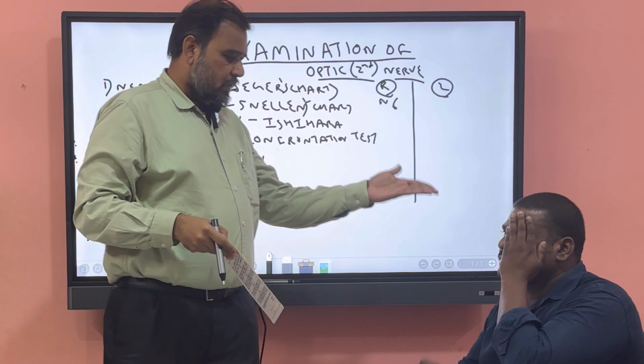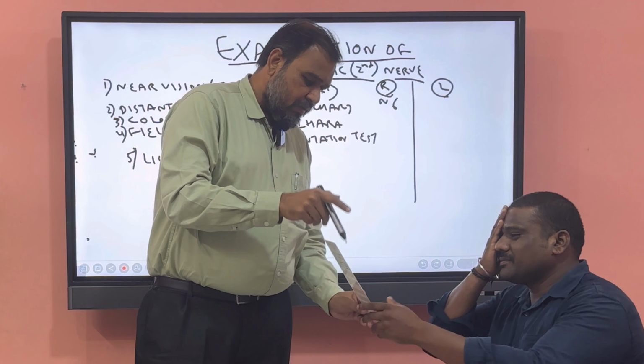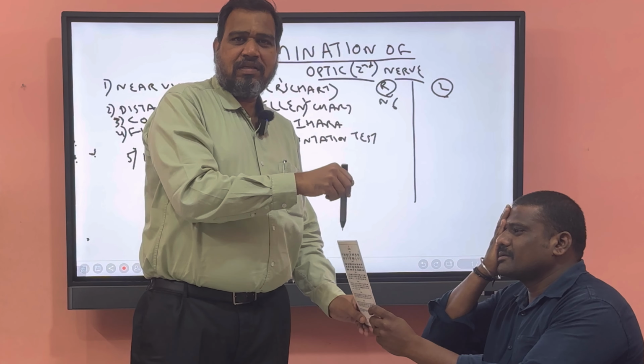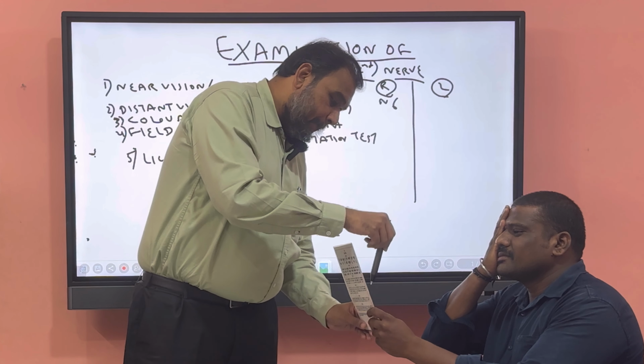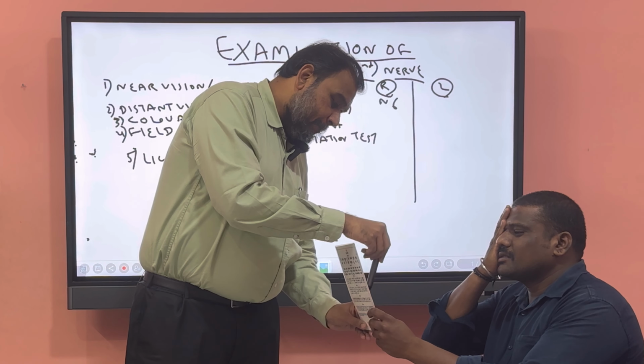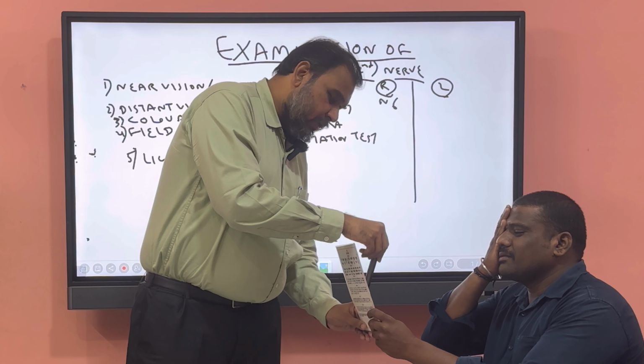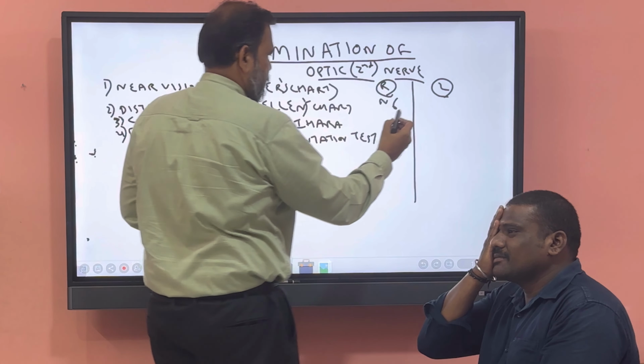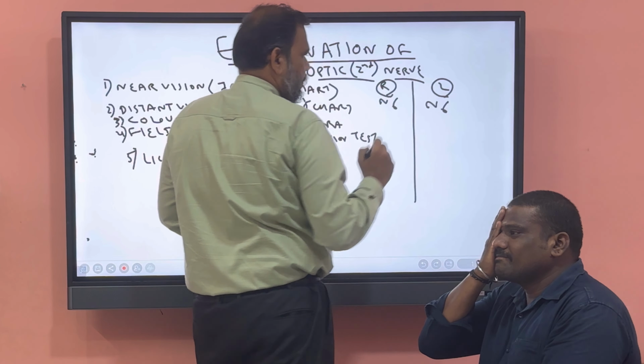Now close this eye. Read in the same way. Okay, so he is able to read N36, the top one. Do not cover, keep it. Okay, can you see the lower one? So the left eye also is N6.